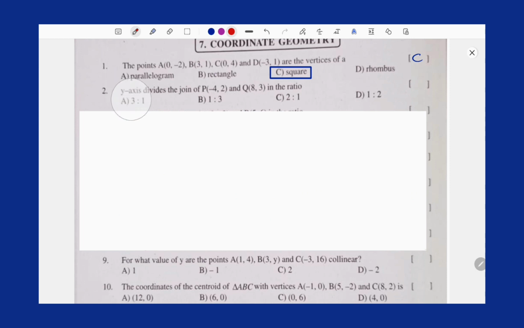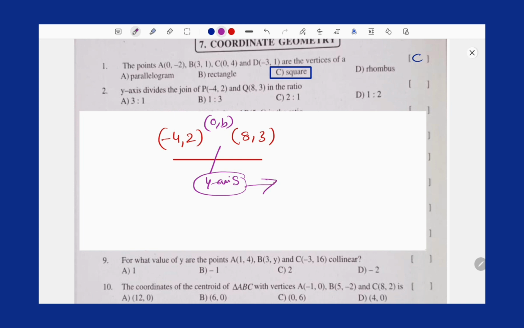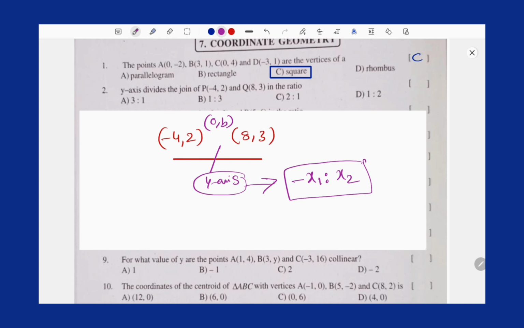Second bit, the y-axis divides the line joining. Suppose P and Q, two points are given: P is minus 4 comma 2, and the point Q is 8 comma 3. Now I can divide this line segment with the y-axis in some ratio. You know that on the y-axis a point is like 0 comma b. So here we can find the ratio. The y-axis divides the line segment in the ratio minus x1 is to x2. This is the answer.